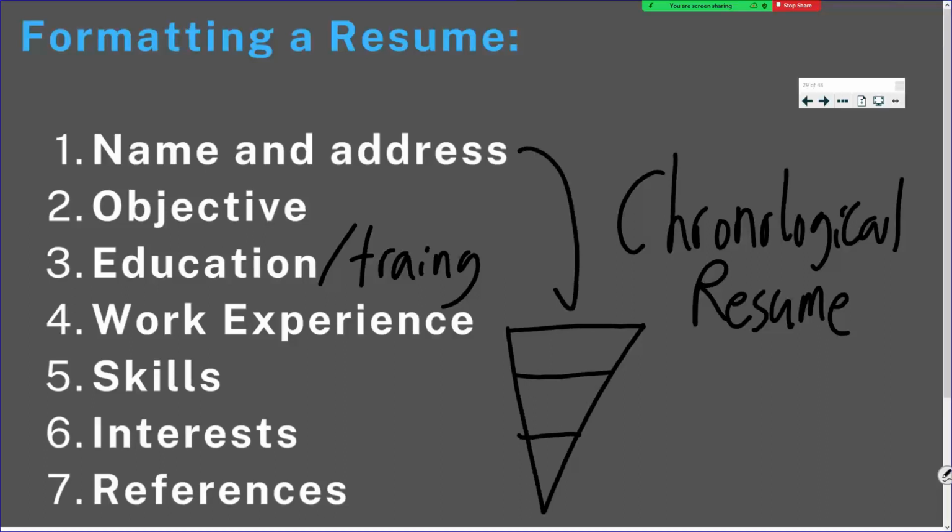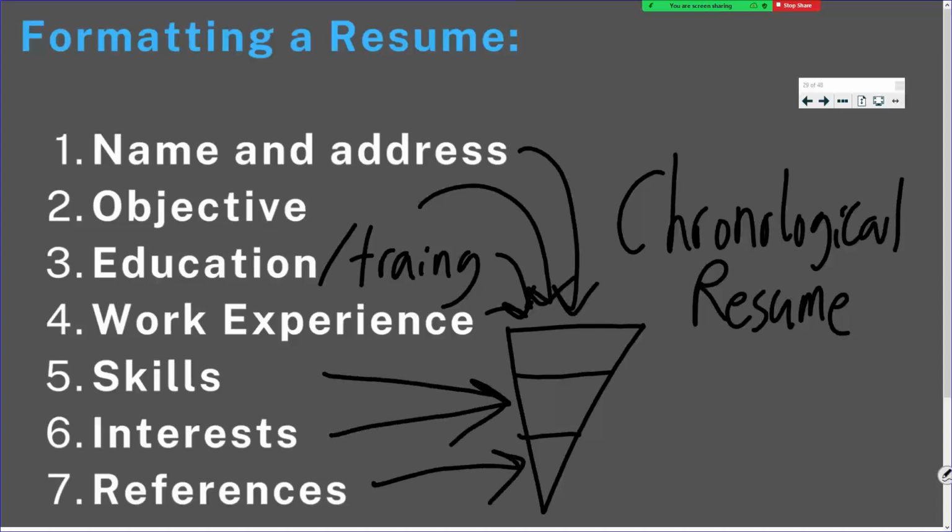So name, objective, that's the bulk of the pyramid, right? Your skills and your interests are important, and your references. So it's not that the references are the least important, but your employer is going to focus on your training and your work experience first. If they like what they see, they're going to keep reading to get down to your skills. So your skills are important, but your interests are less important, right? Your interests aren't going to get you hired in the same way that your work experience will.